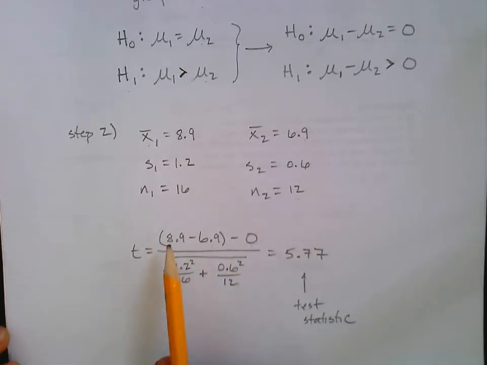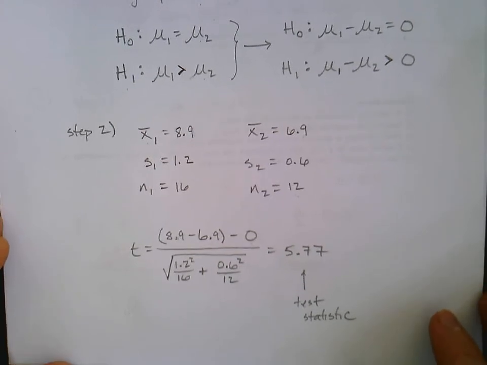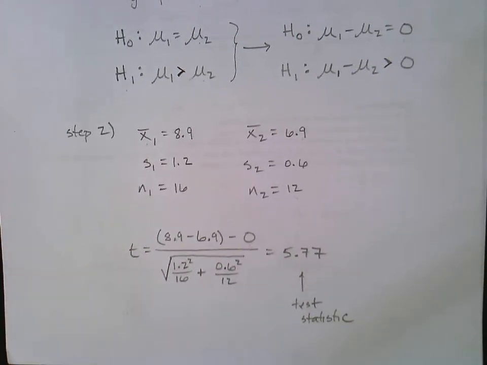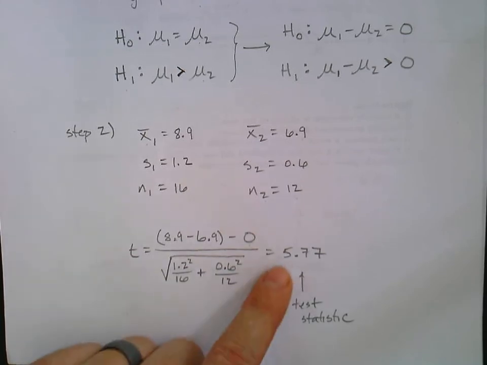And we just need to plug in x1 bar, x2 bar, and then we've got our s1 squared over n1 plus s2 squared over n2, and then the square root of all that. Don't forget to square these. That slips students' minds sometimes. And so there we have it. Now there's a lot going on in this formula, so be careful when you calculate the number there, 5.77.